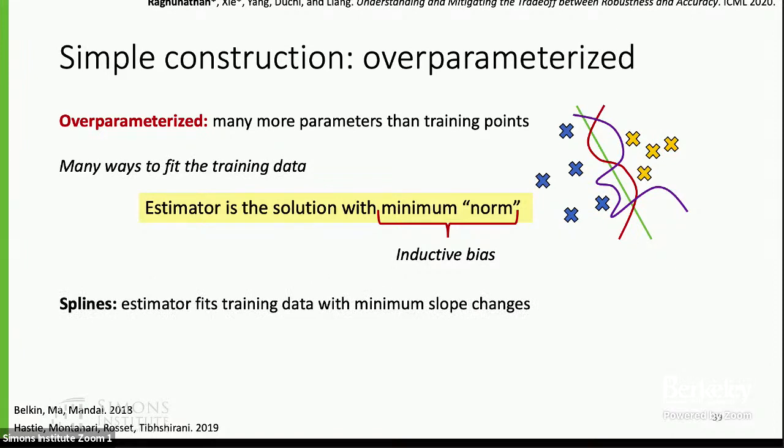And so I'll show a simple example using splines, where the inductive bias is to minimize slope changes. So you find the estimator that has the fewest slope changes, and that's the way you pick your classifier, and how the role of inductive bias can actually lead to these counterintuitive observations.